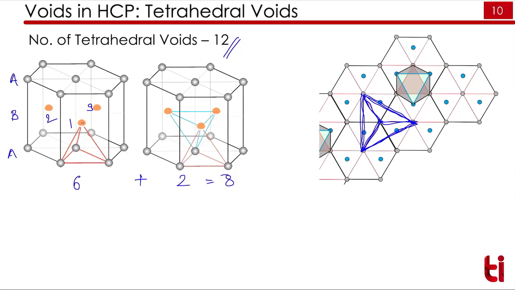So you can see that there are 6 atoms on the top side and 6 atoms on the bottom side. So 12 into 1 atom gets shared with 3 other unit cells. So 12 into 1 by 3 is equal to 4. So 8 plus 4 equal to 12 tetrahedral voids.